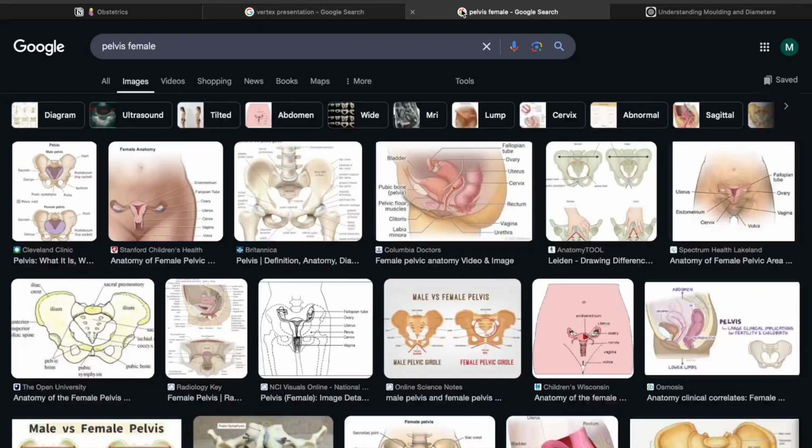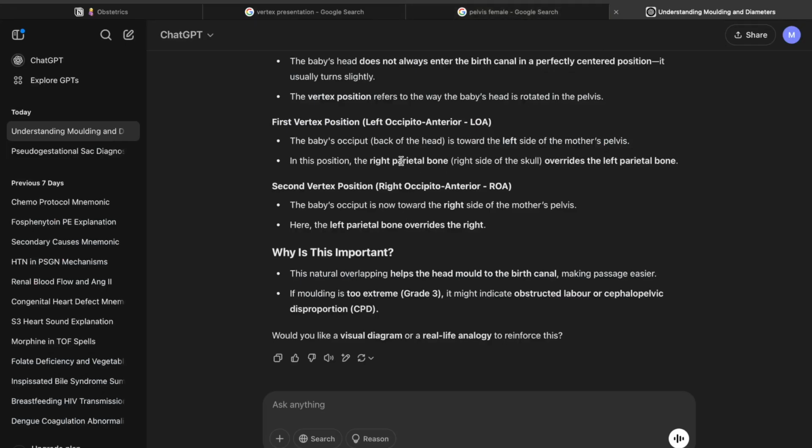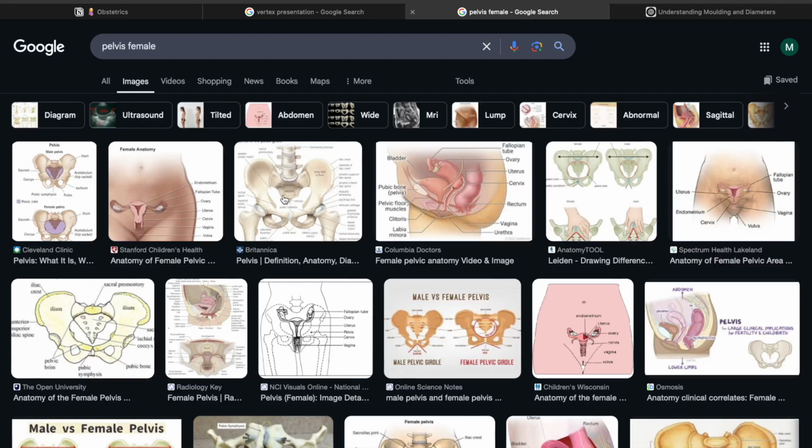So where is the maternal pelvis? Here. This is the right side, this is the left side. So this left side, left occipito anterior. What is it? The baby's occiput, the back, is towards the left side of the maternal pelvis. That's what it means.